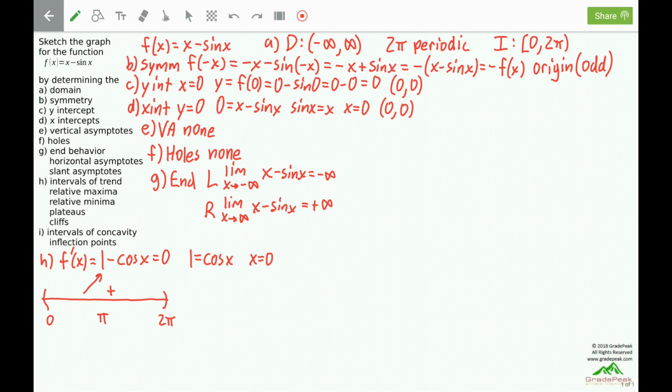We have a critical number of x equals 0 here, right at the left endpoint. We have a trend on the left side because of the 2 pi periodic nature of sine x. This trend will also be happening over here to the left of 0. So to the left of 0, we have a trend of increasing. To the right of 0, we have a trend also increasing. X equals 0 is a critical number, and the trend is not changing. It's increasing on both sides. That will make x equals 0, since it came from the numerator of the derivative, be a plateau.